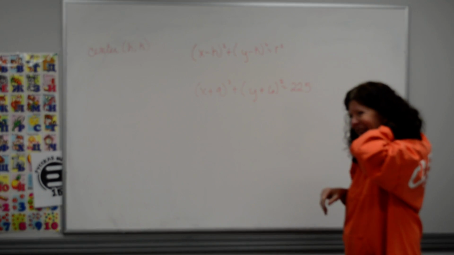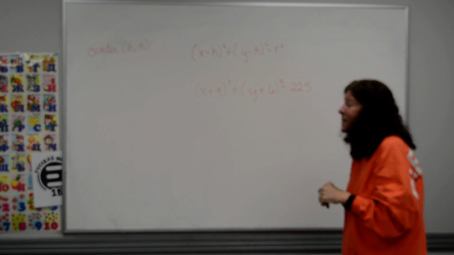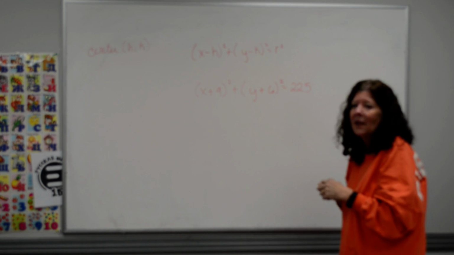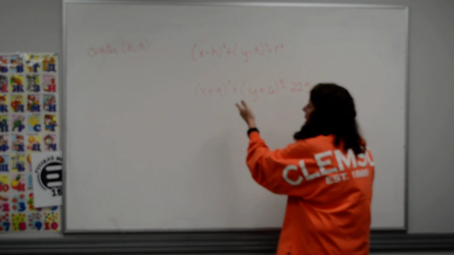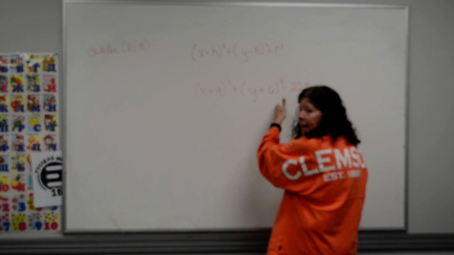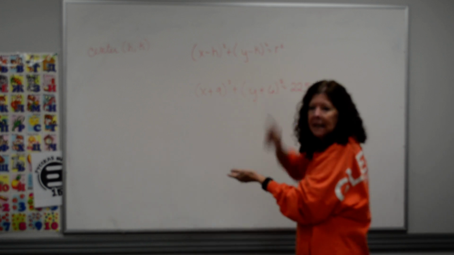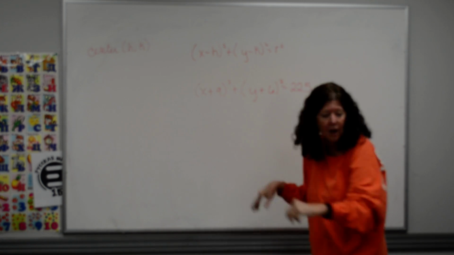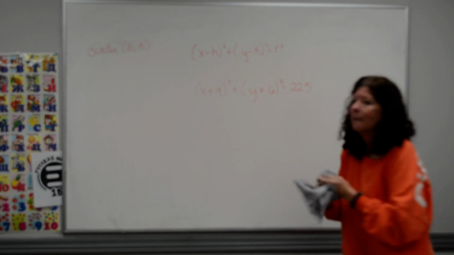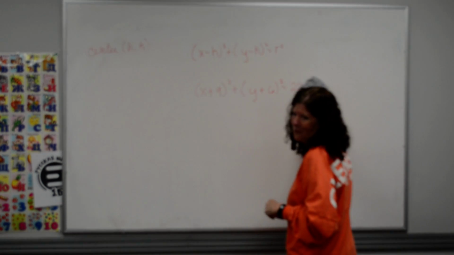Do you know what the square root of that is? No. It's actually 15. You don't have to draw this one, but you would draw a circle that had the center at -9, -6, and then you would go up 15, down 15, to the right 15, and to the left 15. Okay, so it's not a hard concept, but that's if it's in the right form.